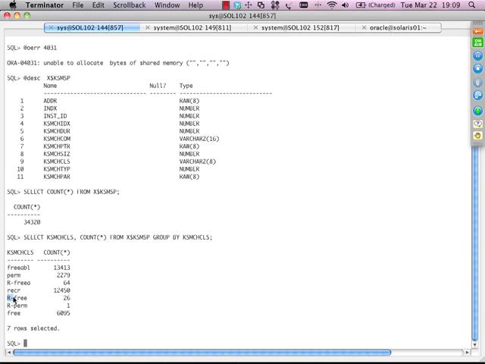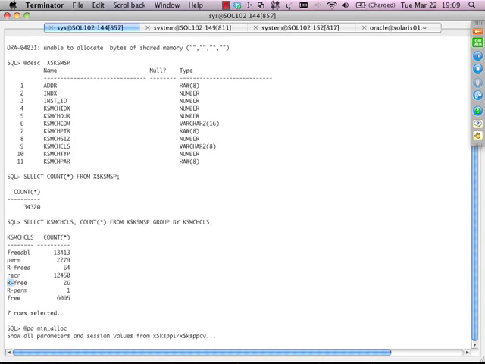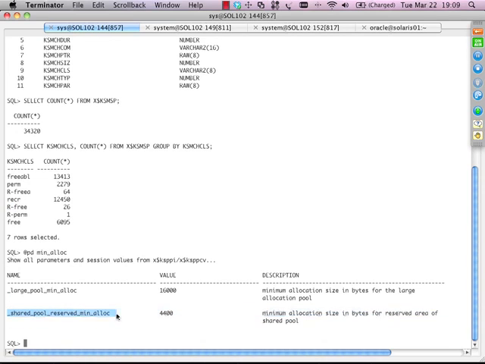So how do we know whether a chunk is big enough to be considered big or not? Well, there is a parameter, shared pool reserved min alloc. We shouldn't tune it. This is not something we want to touch. But this just says that the allocation size should be at least 4,400 bytes for Oracle's heap manager to go to this reserved area. Basically, the whole idea is you want to keep small fish separated from the big fish, so that everybody fits in there better.